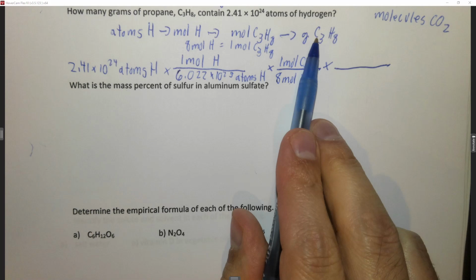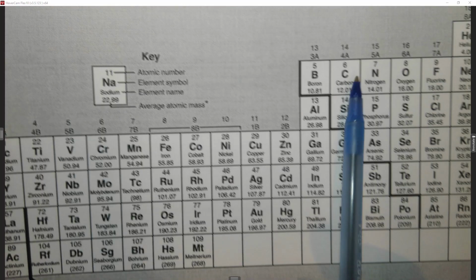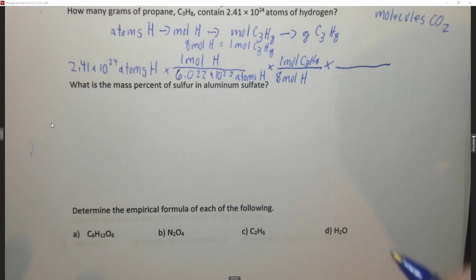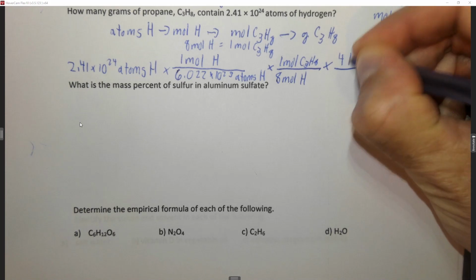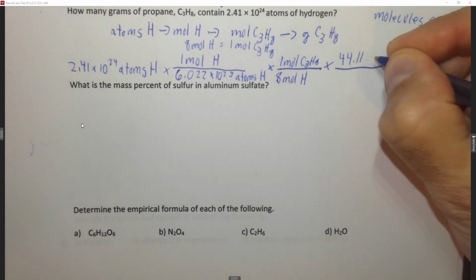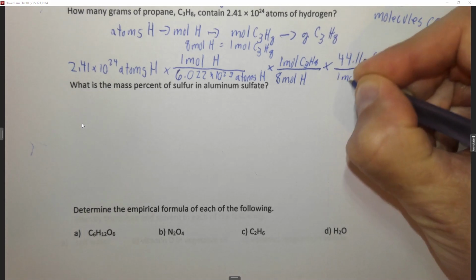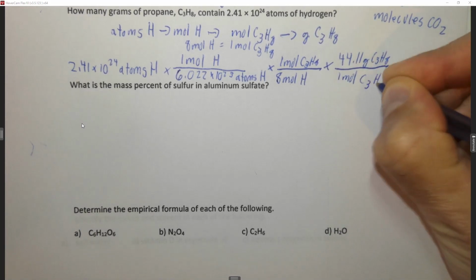Then we want to convert to grams of C3H8. So you can either Google molar mass of propane, or you could do 3 carbons plus 8 hydrogens. And either way you do it, you get 44.11 grams of C3H8 is equal to 1 mole of C3H8.